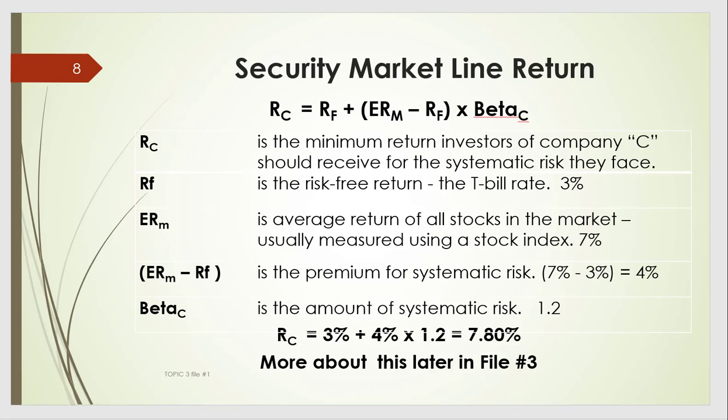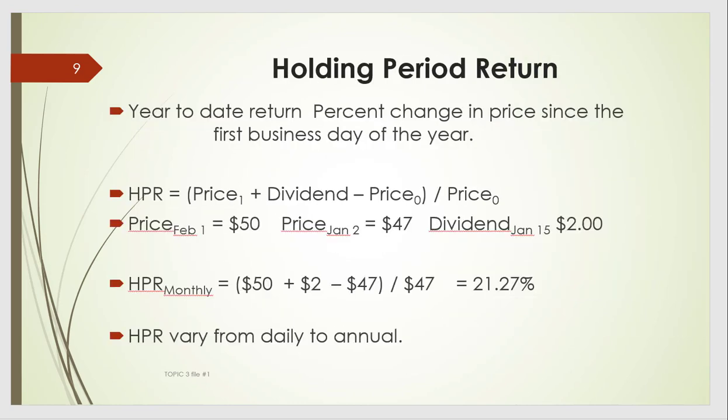The key thing we want to talk about with the security market line is you see there's a premium for systematic risk, but there's no premium for business risk. The assumption is everyone is well diversified and therefore does not experience unsystematic risk, so there's no reward for unsystematic risk. So we're going to turn to the last one, which is holding period return, which is a past return.